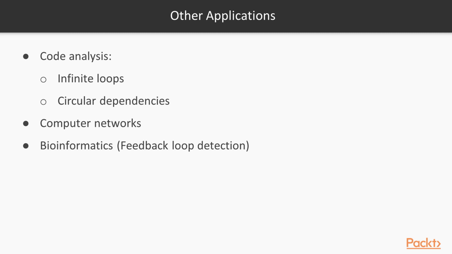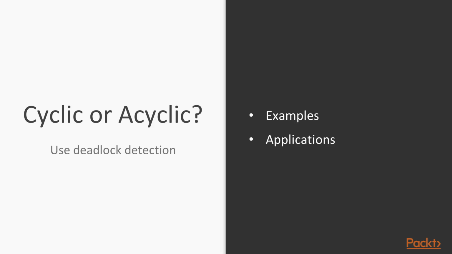In code analysis, we can write algorithms to help find trivial infinite loops and discover possible circular dependencies. In computer networks, configuration can be analyzed to ensure there are no circular routes. Cycle detection also has applications in bioinformatics. Biological systems can be modeled by graphs, where a cycle would show a feedback loop in a system. It is clear that determining if a graph is cyclic or not is very useful. In this video, we have seen some examples of cyclic graphs and later saw some applications for detecting these types of graphs.